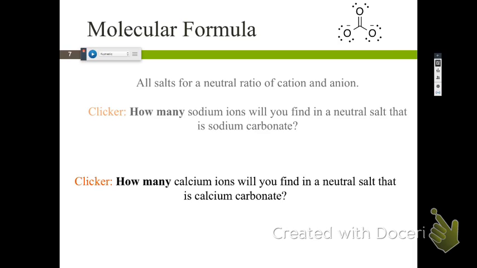What about calcium? Go ahead and click in that answer. How many calcium ions would you need to pair with carbonate to make calcium carbonate? Limestone.